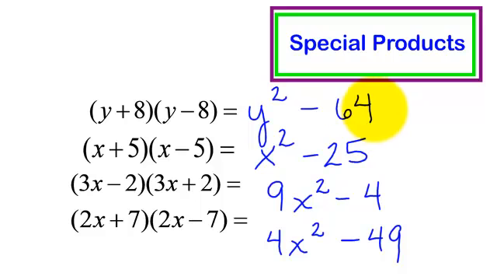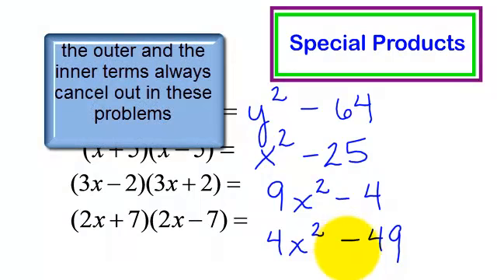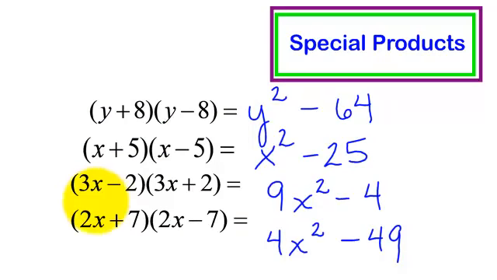64 is a perfect square of 8. Y squared is a perfect square of y. But do any of them have a middle term, like a y to the first or an x to the first? None of them. Because when you were multiplying them, the outer and the inner always canceled. So whenever I have the same terms, in this case 3x and 2, but I have a minus and a plus, when you multiply the last terms, you know you'll always get a negative. And when you multiply the outer and the inner, you always get the same term, but one will be a positive, one will be a negative. They'll be opposites, they'll cancel out.